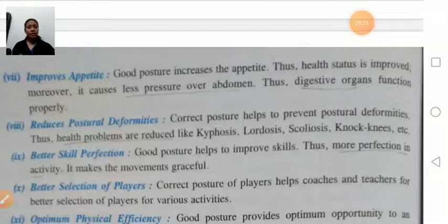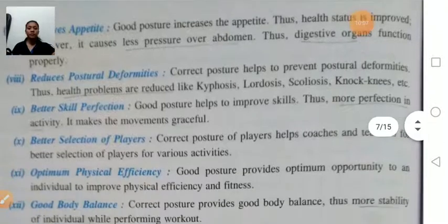Better skill perfection. Good posture helps to improve our skill. Therefore, there is motor perfection, and thus more perfection in activity. It makes the movement graceful. If our skill is good, our movement will be good. Our movement will be graceful, with perfection in our movement and our activity, if we have good posture.